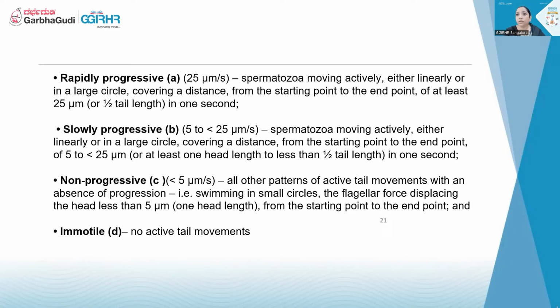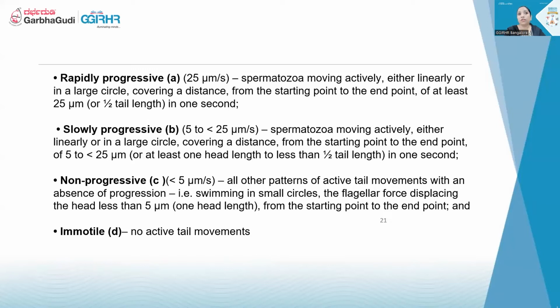Why we look into this is that rapid progressive are those sperms which are active. For example, if the patient wants to do IUI, and the rapid progressive percentage is good enough, then we can suggest IUI, or it will work out for them. If you have more slow progressive or more non-progressive sperms, then maybe IUI will not work, and we can suggest IVF or ICSI, something like that. This is why you need to know the percentage of rapid progressive, slow progressive, and non-progressive.